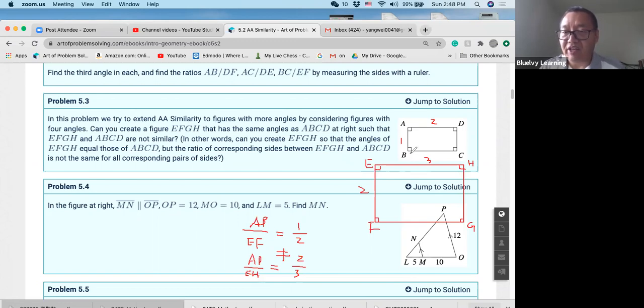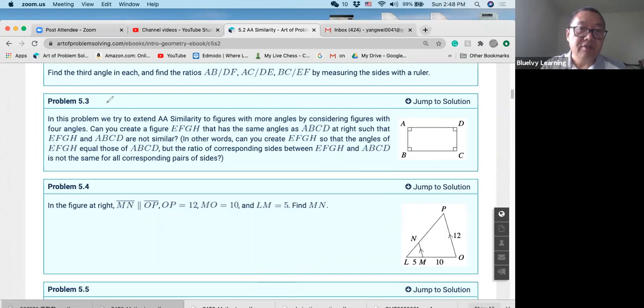Okay, say here, even if all four angles equal 90 degrees, we still cannot get the same ratio for their corresponding sides. You can see the ratio of the width equals 1 over 2, but the ratio of the length equals 2 over 3. They're not equal. Okay, so you need to pay attention to this.